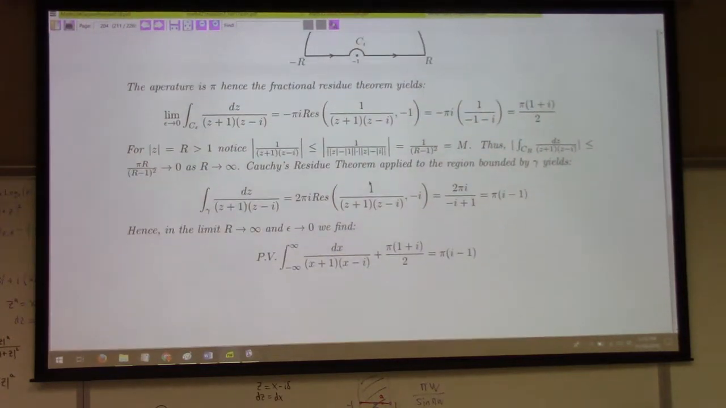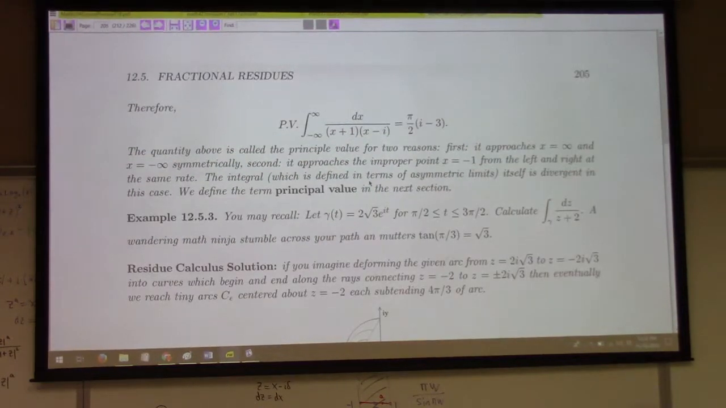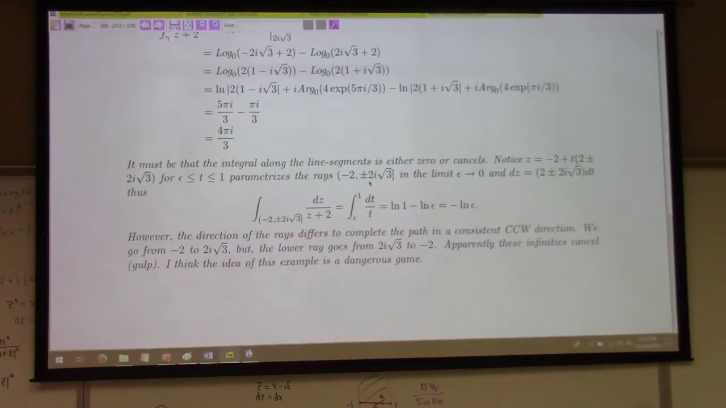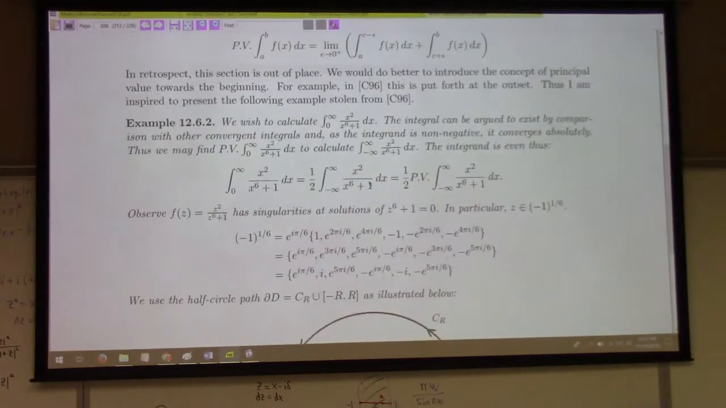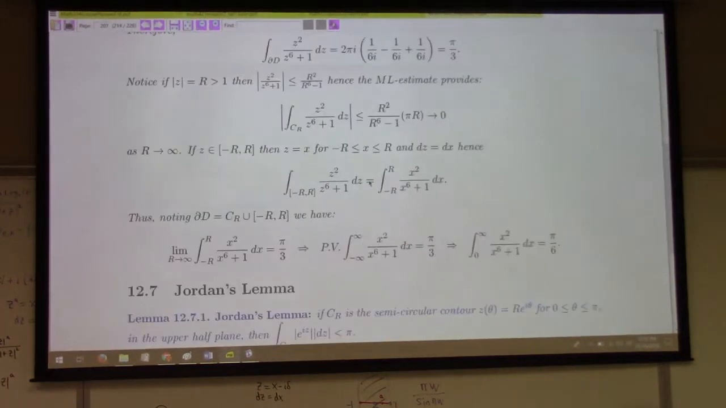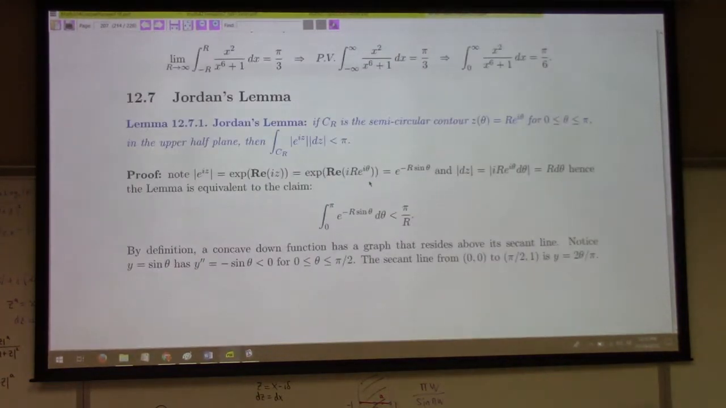Let's see here. We've already talked about principal values. Let's see here. Jordan's lemma is the only other thing really left.